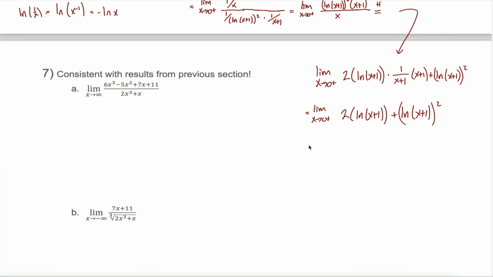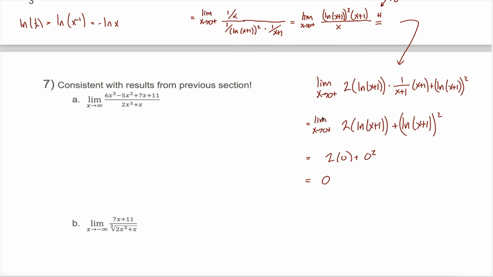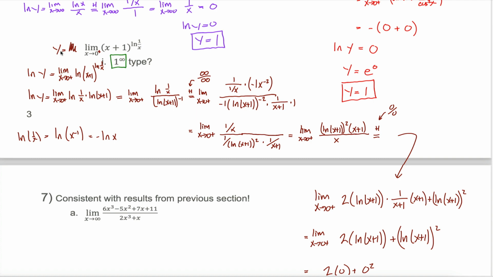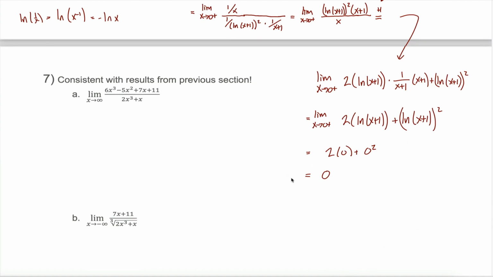Mercifully, I think this is not an indeterminate form because as x gets close to 0, x plus 1 gets close to 1, and the natural log of 1 gets close to 0. So I have 2 times 0 plus 0 squared. I end up with just 0. Whew, finally I'm done. Nope, you're not. Wait, what? Yeah, this isn't y that we just solved for. This is the natural log of y.